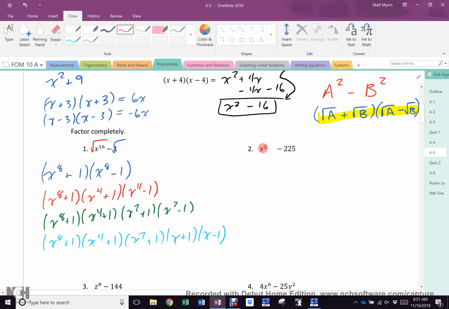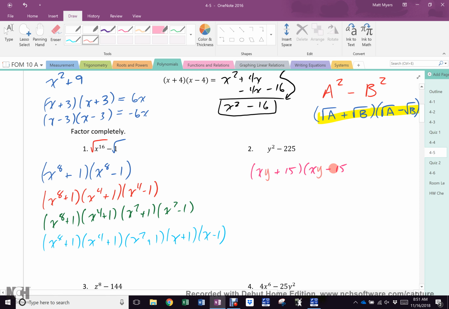Is it a perfect square? Yep. So is that a perfect square? Yep, because we've done our list. So it must be x plus 15 and x minus 15, correct? Okay. Now what would it be? It would be y, wouldn't it? Y plus 15 and y minus 15.